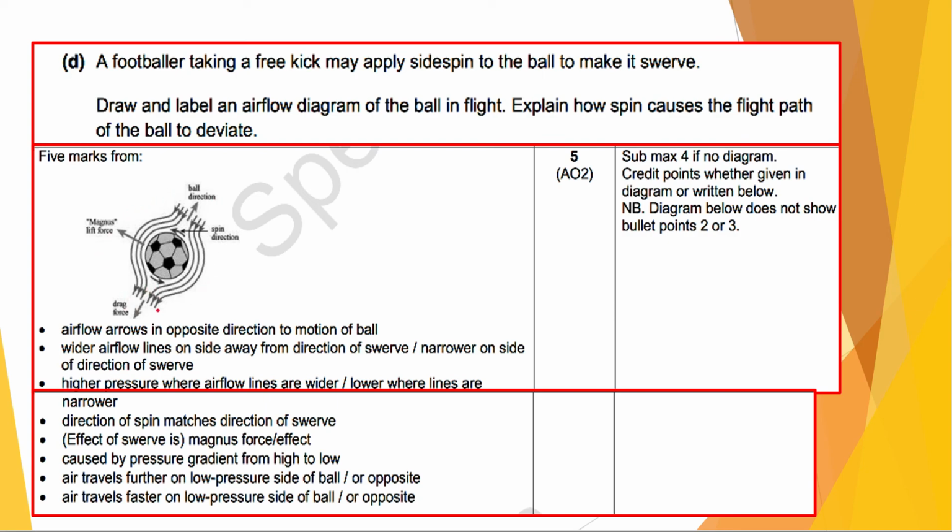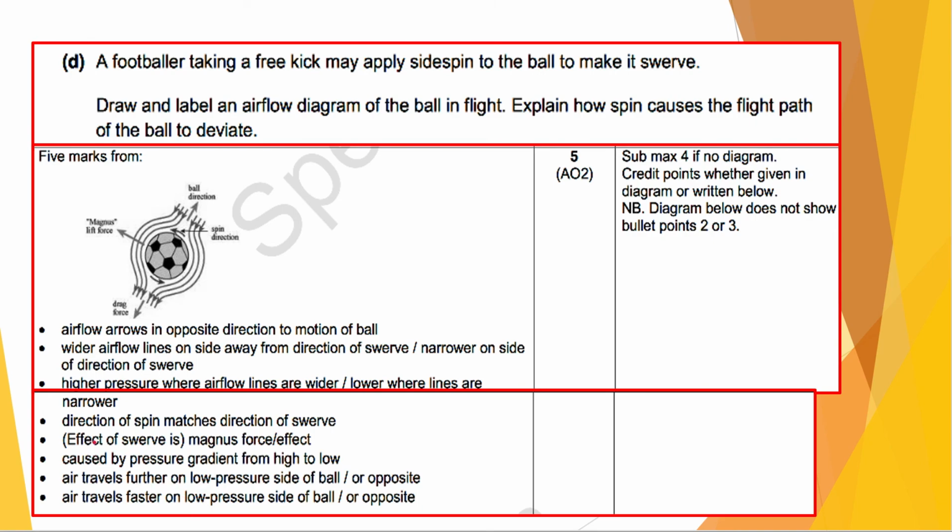This actually then doesn't show on the diagram, but they wanted high pressure being shown where airflow lines are wider, and low pressure where airflow lines are narrower. Direction of spin is matching the direction of the swerve. And what it hasn't shown on this mark scheme, but if you draw your spin coming this way, then you would be showing the Magnus Force acting in this direction.